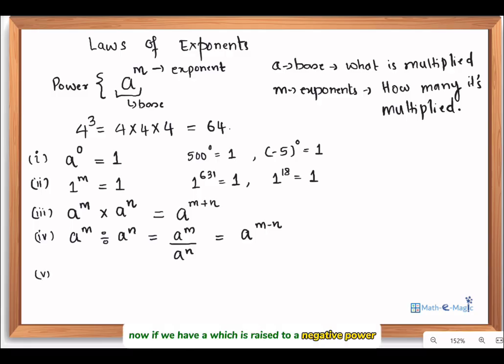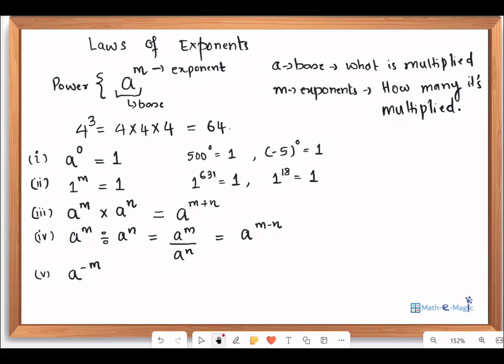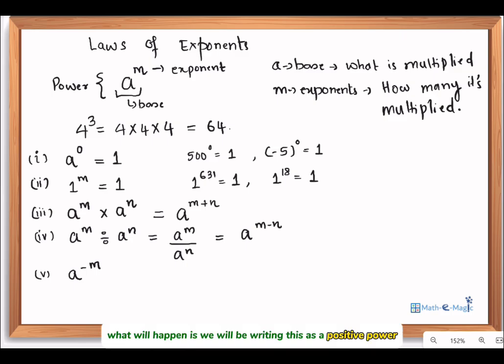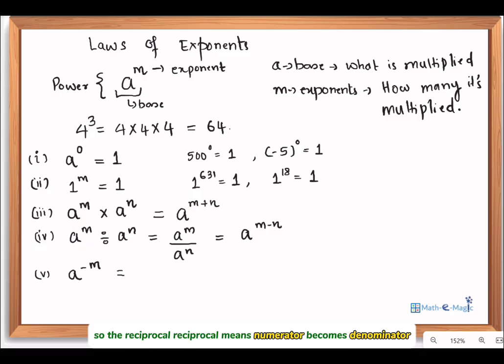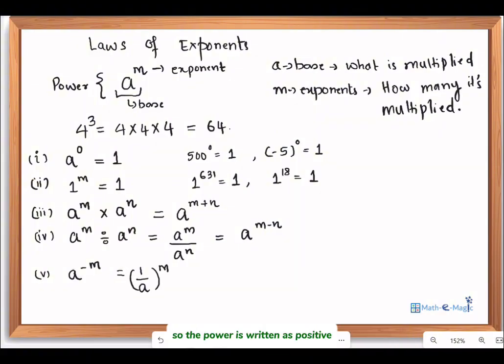Now if we have a raised to a negative power, say a to the power of negative m, we will write this as a positive power, but we will write the reciprocal of a. The reciprocal means the numerator becomes the denominator and the denominator becomes the numerator. In this case we don't have a denominator, that is, the denominator is 1. So this will be written as 1 divided by a to the power of m. The power is written as positive by writing the reciprocal of the base.